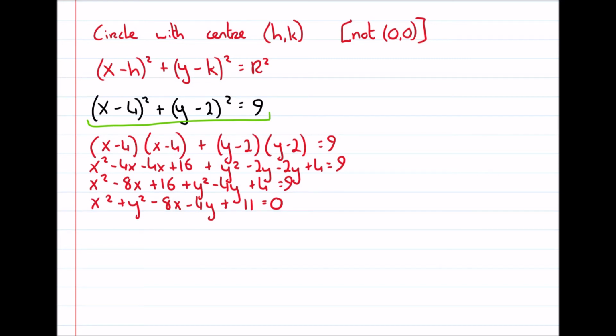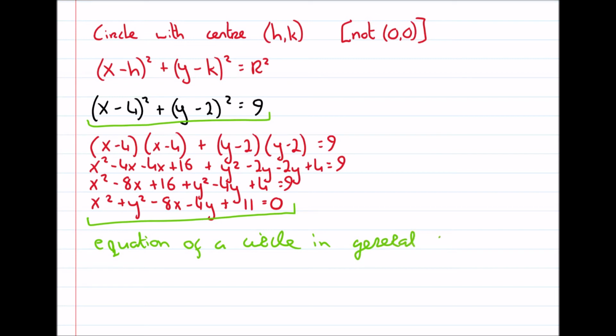Notice we have an x squared, a y squared, a minus 8x, and minus 4y plus 11. What that is, and what we call that, is the equation of a circle in general form.